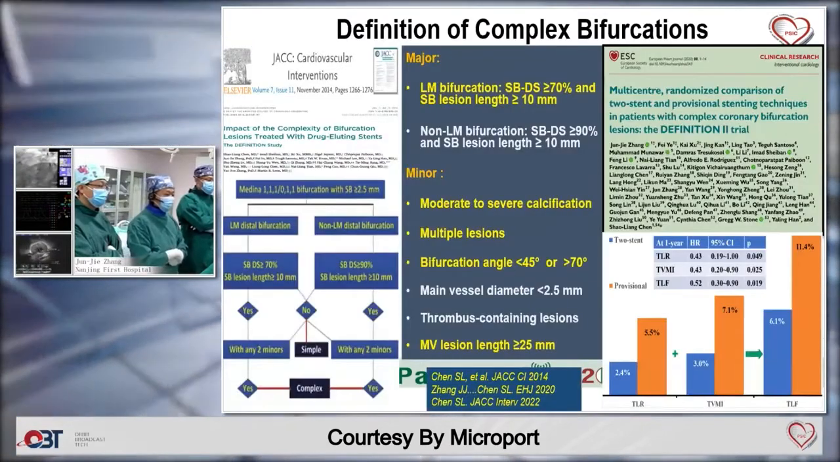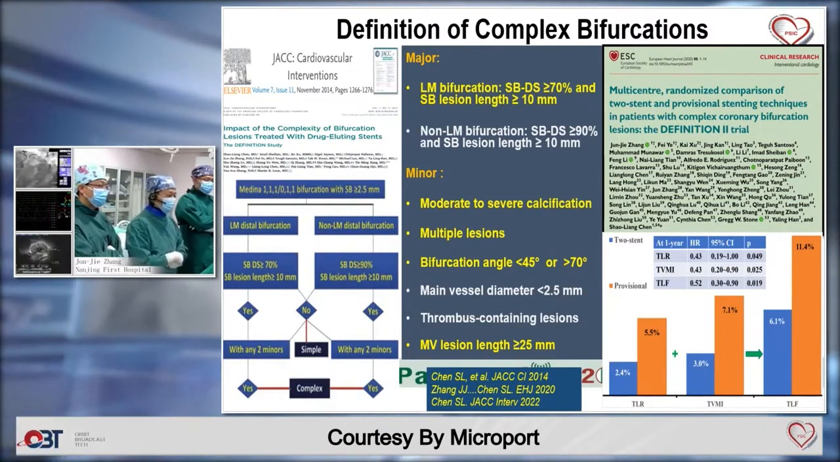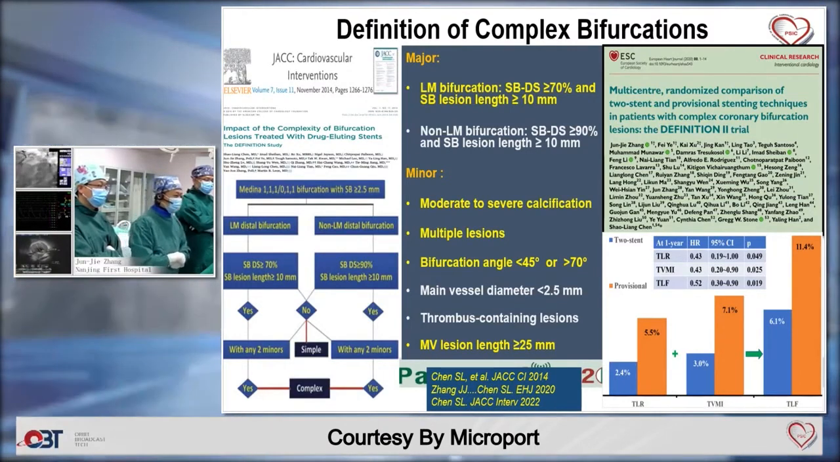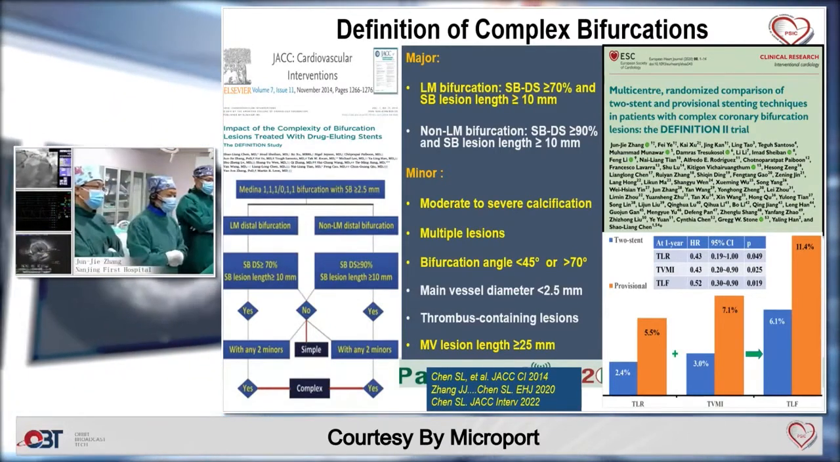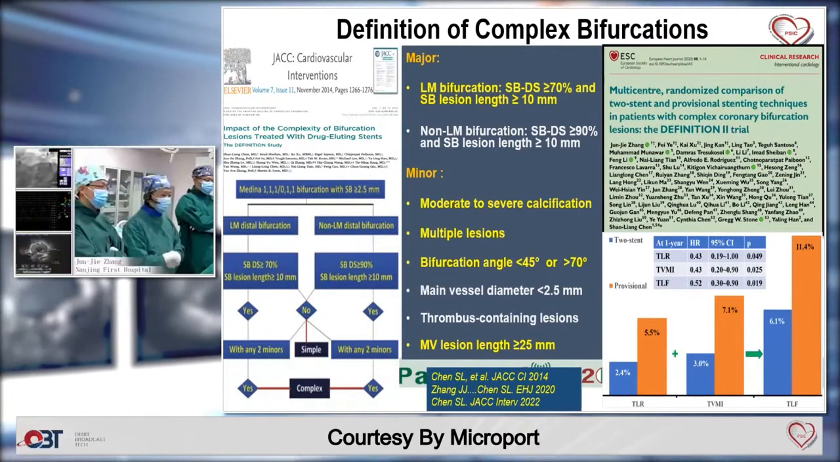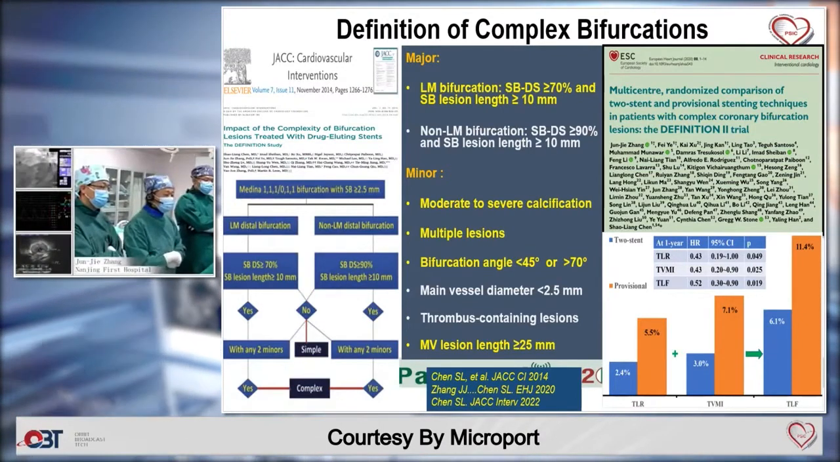And according to the definition criteria, it is a distal left main bifurcation and meets 1 major criterion and 4 minor criteria. That means complex bifurcation lesions. Also, next. Thank you for your introduction.